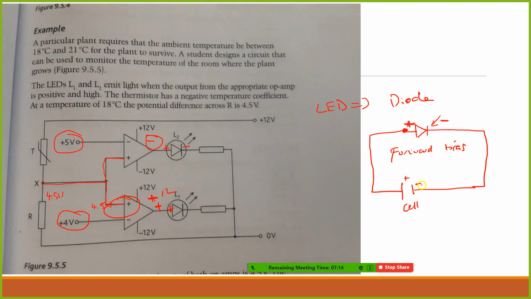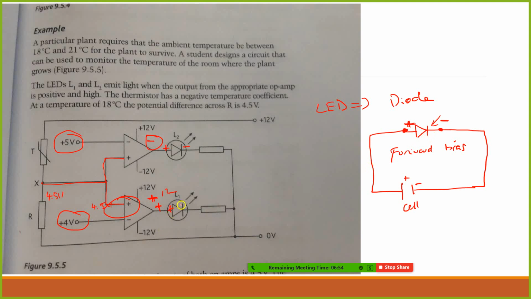Similarly, the negative terminal of the battery must be connected to the negative terminal of the diode. That is when the thing is in forward bias. And when it is in forward bias, it now works.